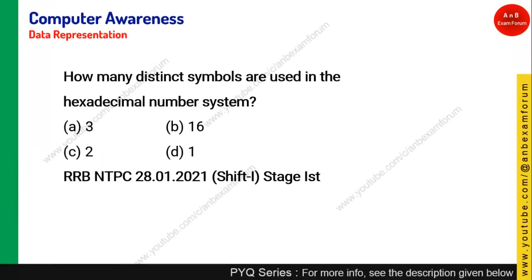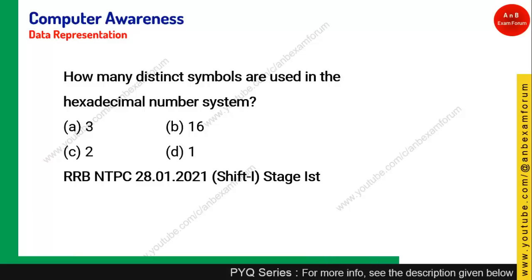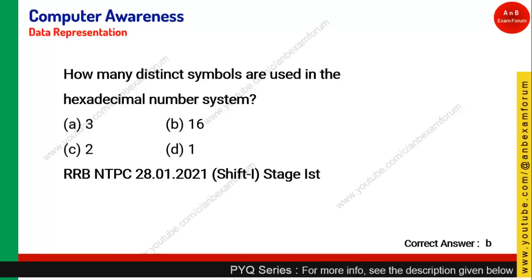So the first question is on your screen, and the question says: how many distinct symbols are used in the hexadecimal system? This was asked in RRB NTPC, and it is a very simple one. Hexadecimal, as the word suggests, hexa means 6, decimal means 10, so 10 plus 6 is 16. So it can recognize 16 symbols in the hexadecimal number system. Those who have given option B, well and good, they are right.